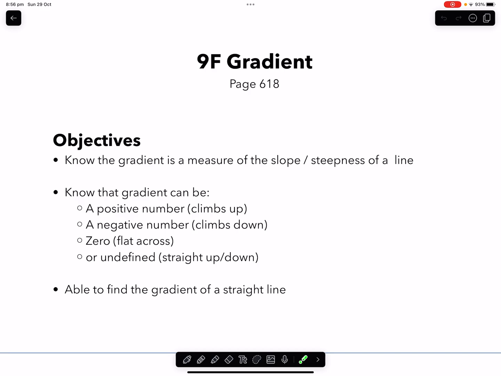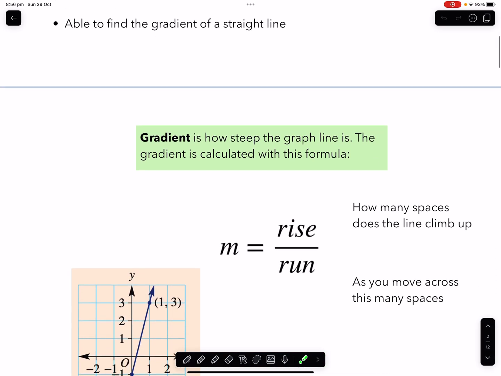We're basically focusing on how to calculate gradient, realizing what it means when the gradient is a positive number, a negative number, or zero. We need to be able to find them from a given graph, or even just look at it from a rule. In fact, I think looking at it from a rule might be next lesson. All right, let's get into it.